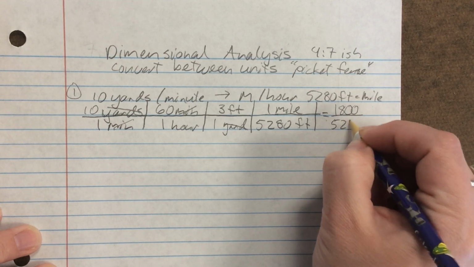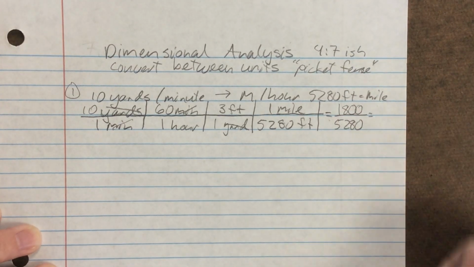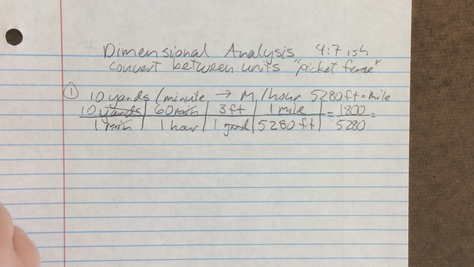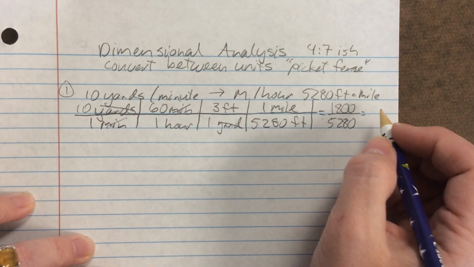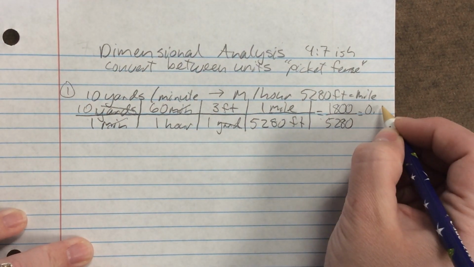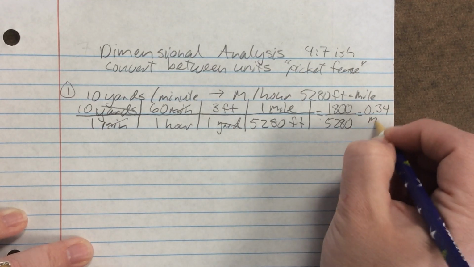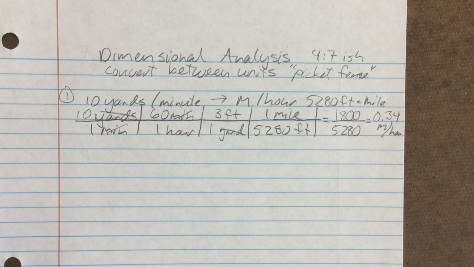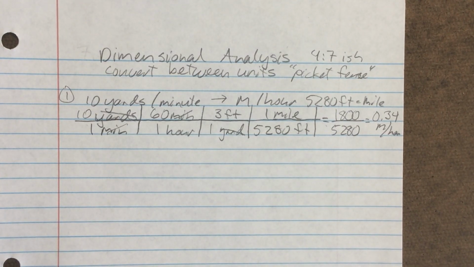So 5,280, and then we reduce that down. Or let's just do that division so we get a nice decimal. So we get the 18,000 divided by 5,280, and we get there going 0.34 miles per hour. So that's probably not a cheetah. That's probably more like, I don't know, I can walk that fast. It's actually hard to walk that slow, really.